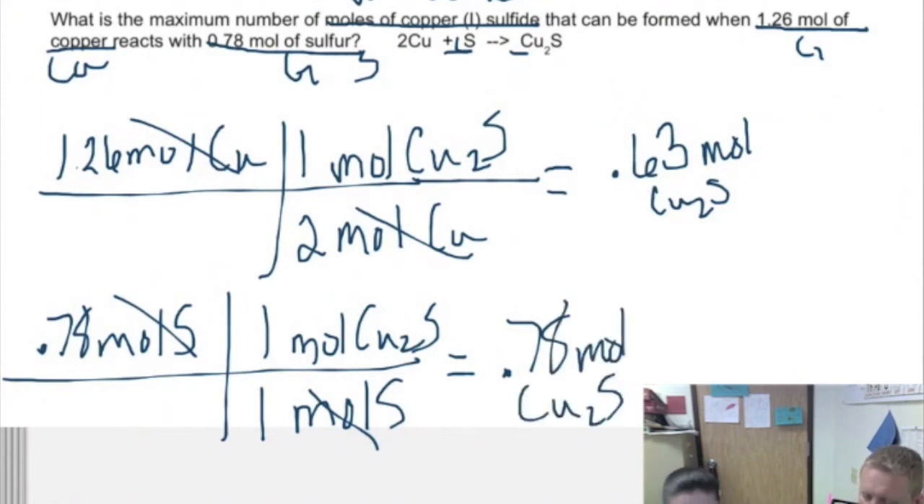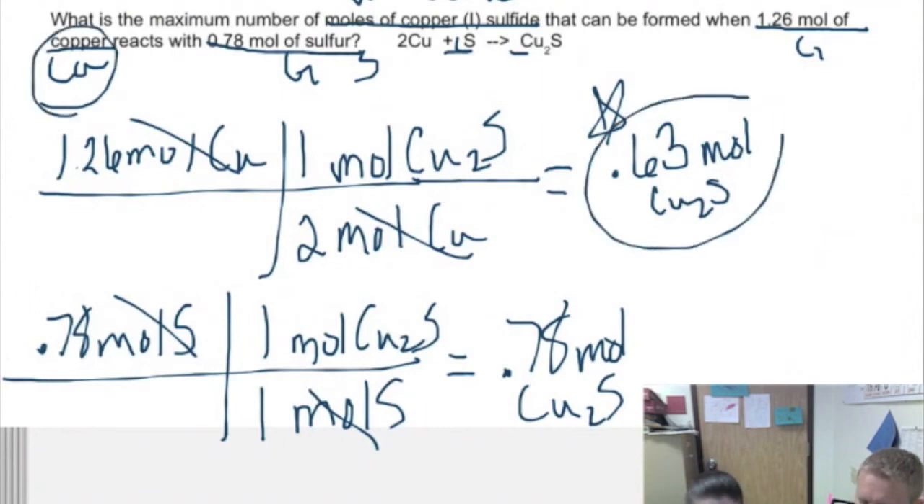Okay, so which one made less? The one that made less was the copper. So copper is the limiting reagent. Copper was limiting, and so this is the maximum amount that we could have made. We could not have made the 0.78 because we ran out of copper, so everything would stop, even though we've got more sulfur.